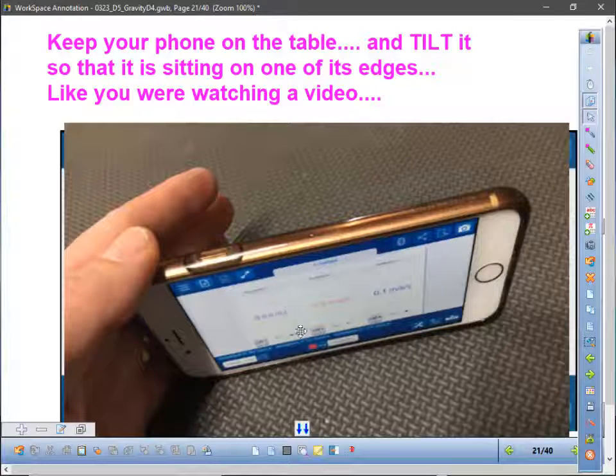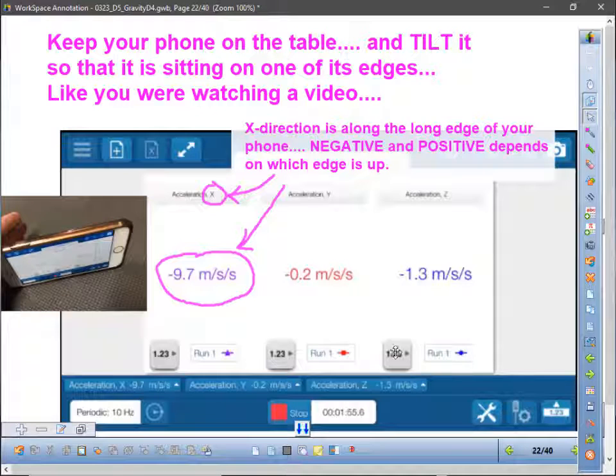Now what I want you to do is tilt your phone, keep it on the table, and tilt it up so that it's on the edge of the phone like this, and you'll notice something different. Now you'll see that instead of the Z direction being 9.8, it's the X direction. That's because the X direction is along the long edges of your phone, up and down this way. So go ahead and try, there's acceleration of gravity again.